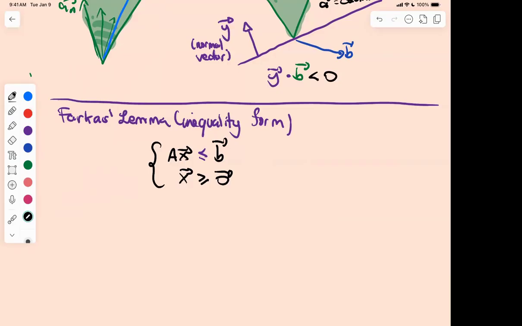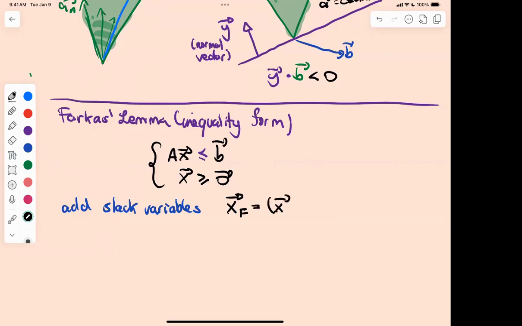So, how is it that we dealt with these systems of inequalities with the simplex method? We would add slack variables, right? The way to turn inequalities into equalities is that you add slack variables. So let's add slack variables. I'll write the new vector as f, for forecast, because it's like in the forecast lemma.